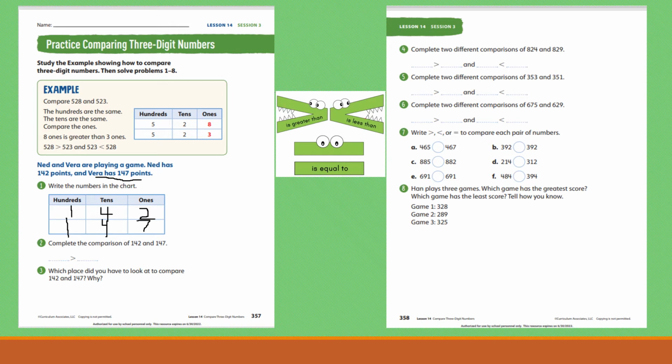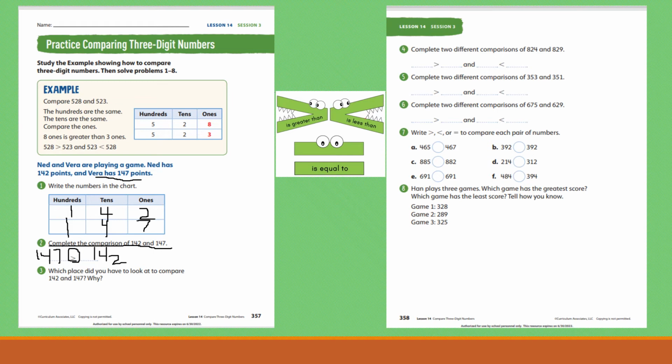Now it says complete the comparison of 142 and 147. Look where my arrow is. Look where the opening is. I know the hundreds are the same, the tens are the same, but the ones are not the same. 7 is greater than 2. So my 147 needs to go here because look where the alligator mouth is. 147 is greater than 142.